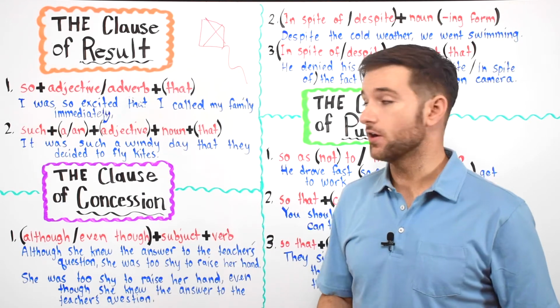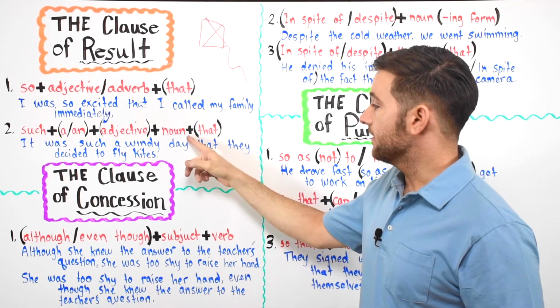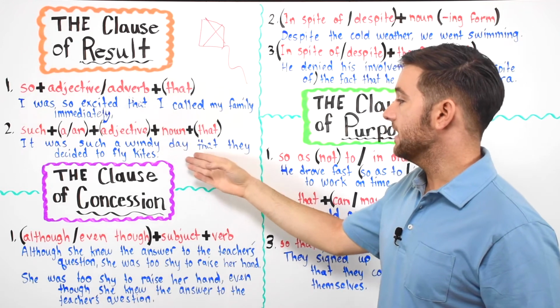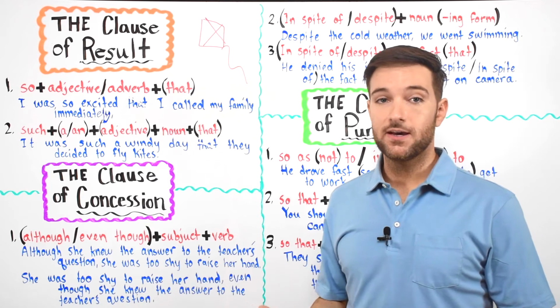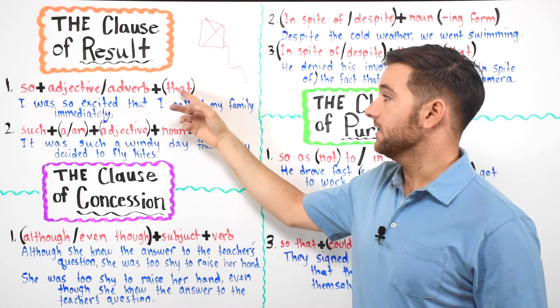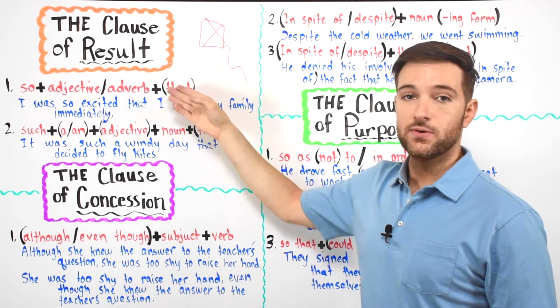All right. So also, you don't have to say that. You can say, it was such a windy day, they decided to fly kites. Remember that in English, we often omit the word that, meaning we take it away, we don't use it.